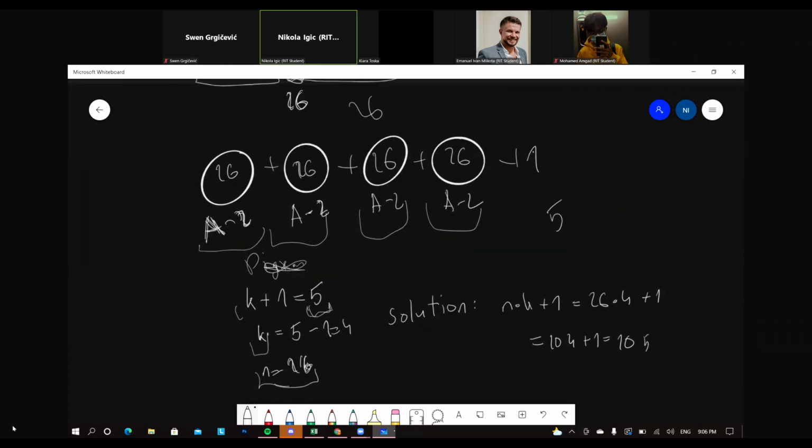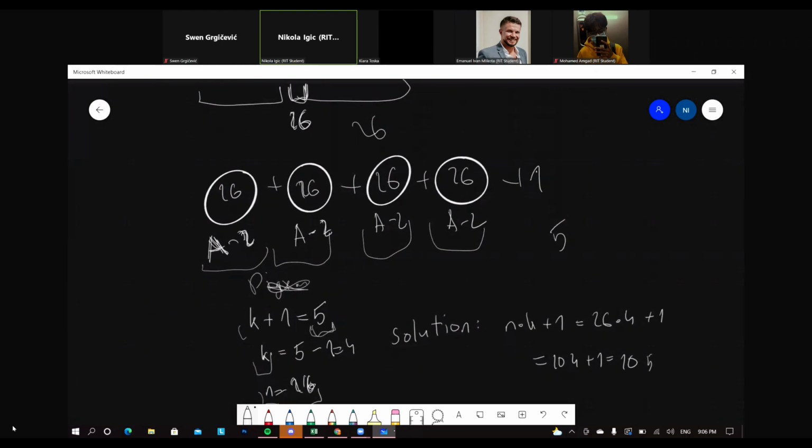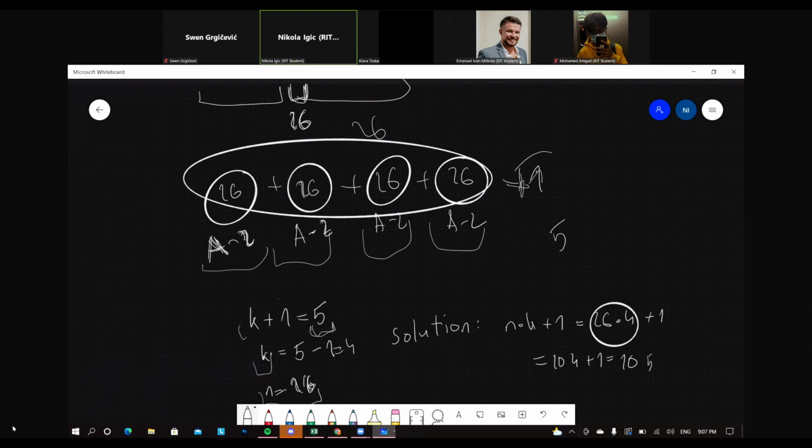You can also explain it this way. With 26, you're going to have all the letters from A to Z. With 26 again, you're going to have all letters from A to Z. With 26 again, you're going to have 26. And plus 1 is going to be the finishing one, which is again the same thing like here: 26 times 4, and plus 1.